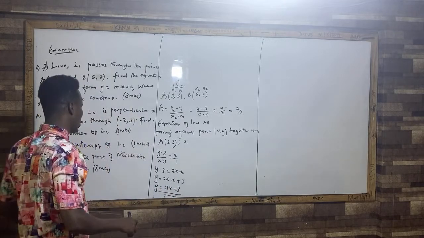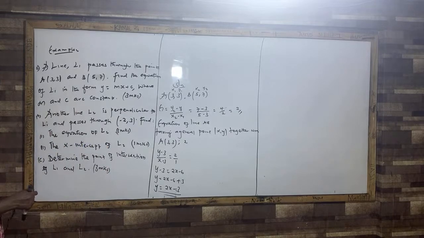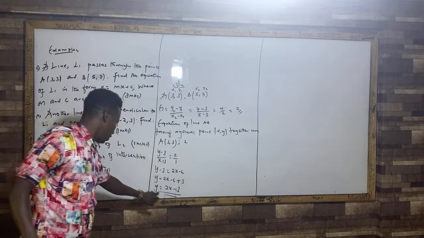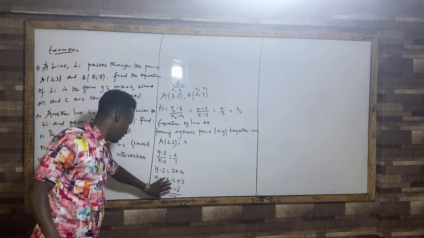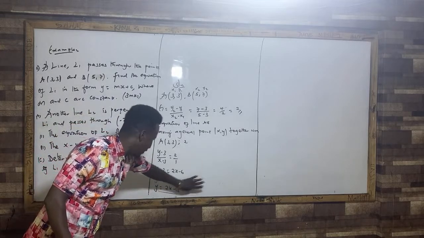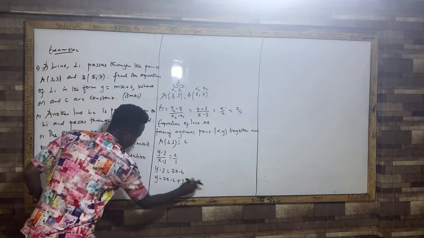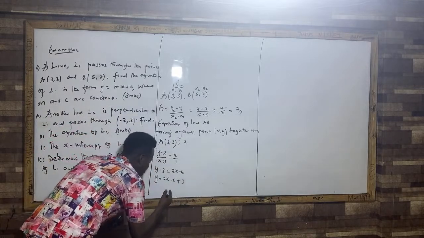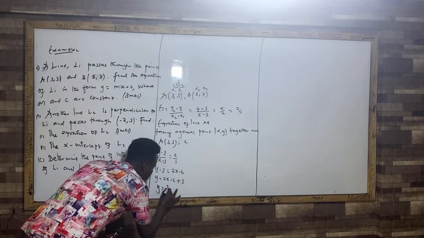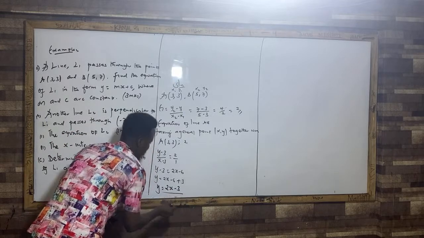So that is the equation of line AB in the form y = mx + c. Please understand this, very, very easy. It will give you y = 2x minus 3. Final answer.